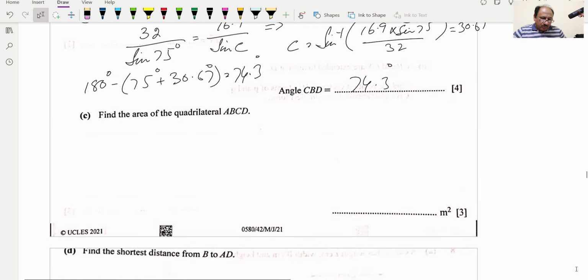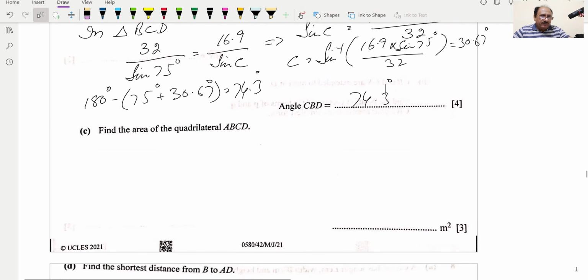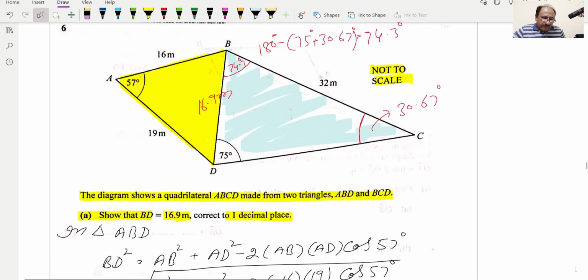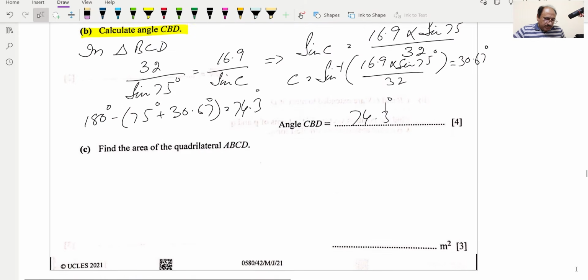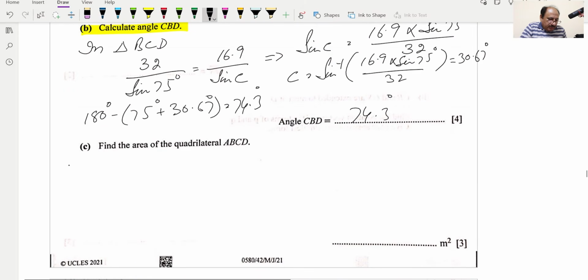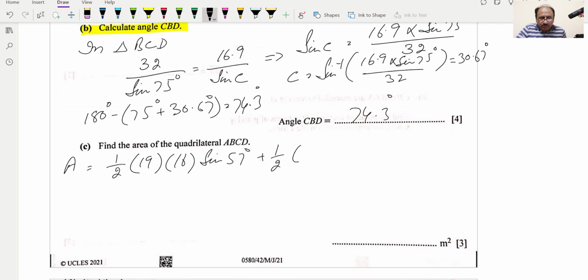Now find the area of the quadrilateral. For the area of the quadrilateral, we will be adding the areas of these two triangles, ABD and BCD. So area will be equal to half into AB sine C. So 19 and 16 are two sides, and sine of 57 degrees, plus the other triangle, half into 32 and 16.9, and sine of the just found 74.3, the included angle basically we will be taking.